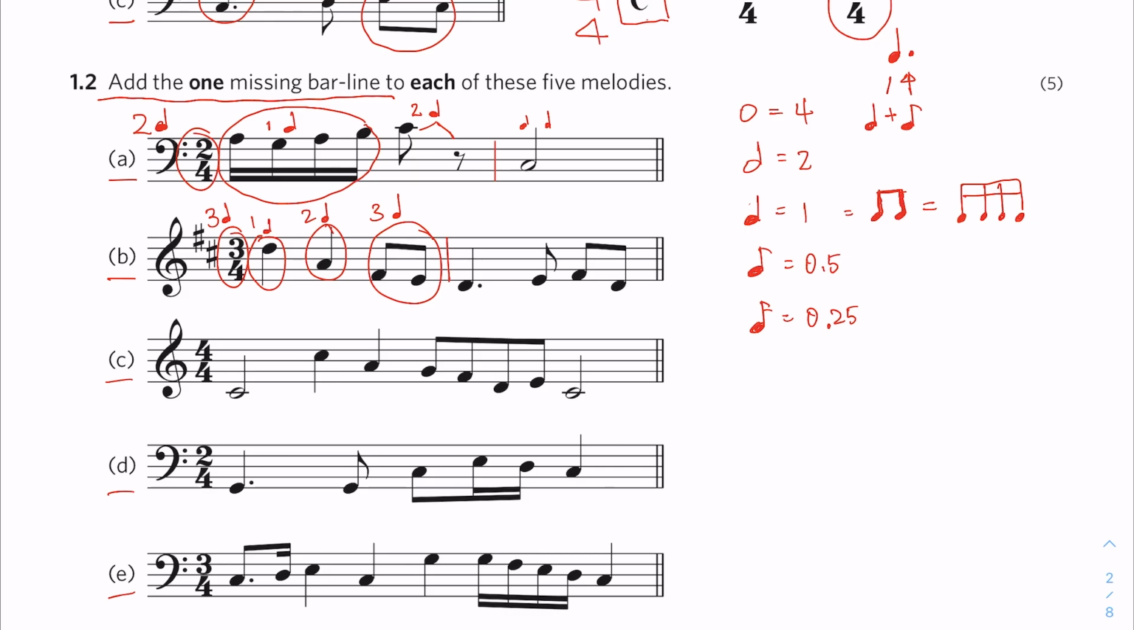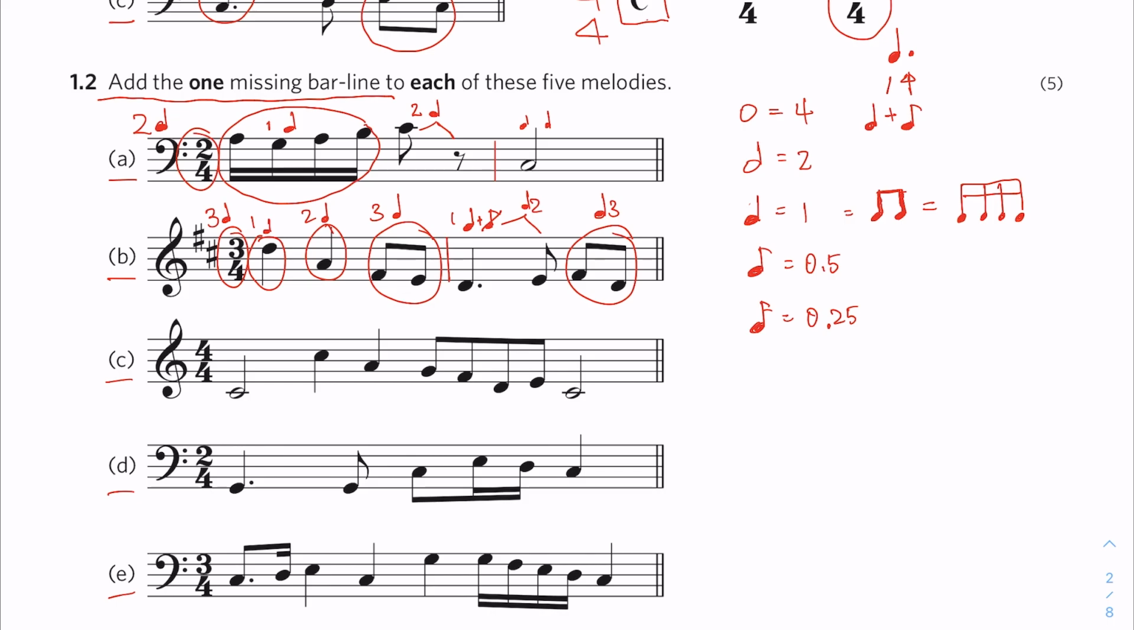So here, next I have got this, which is 1 crotchet plus a quaver. So this quaver together with this quaver, cross it out. We've got 1 crotchet, and this 1 crotchet. So 1, 2, 3. It's correct.